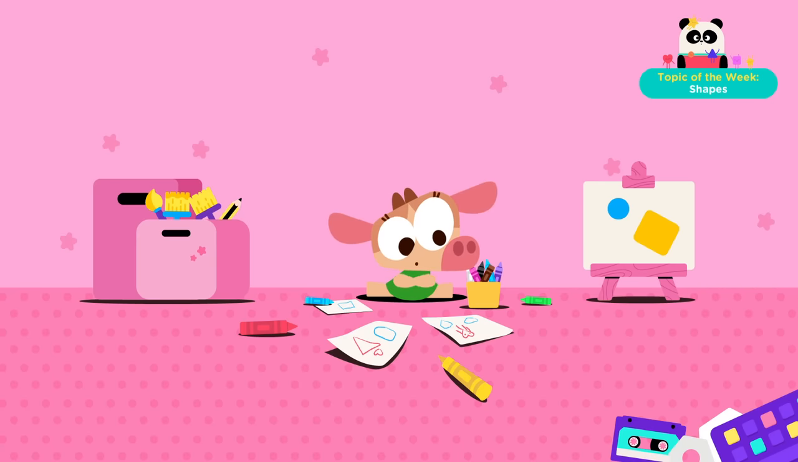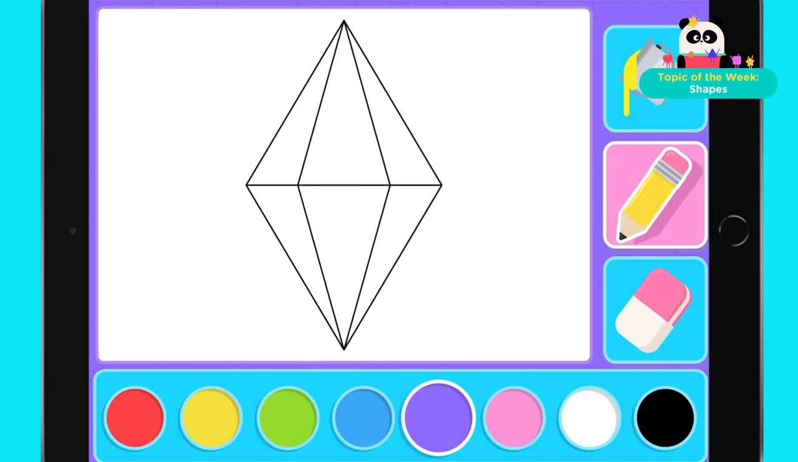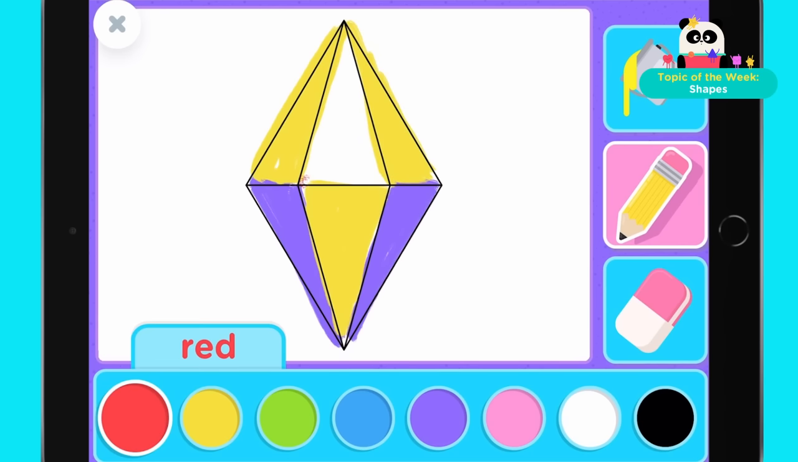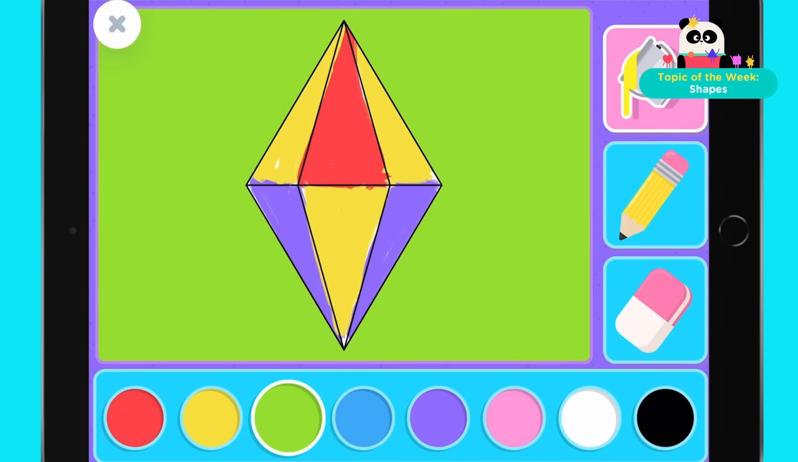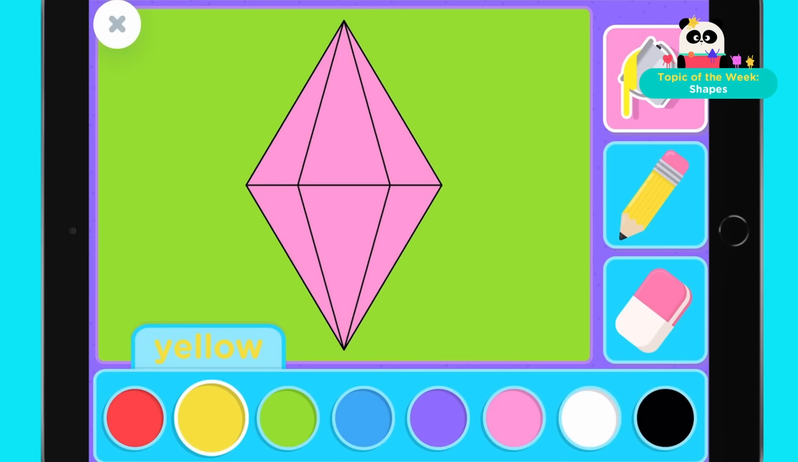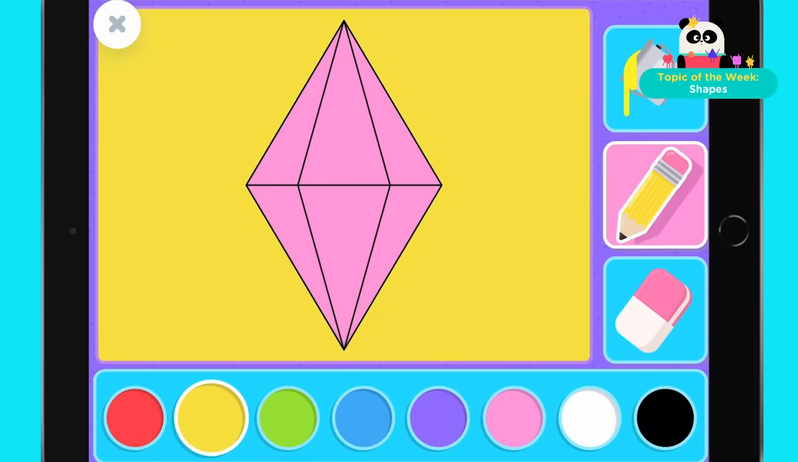Hey, Cowy, do you want to color shapes together with all our friends? Let's color. A diamond. Pencil. Purple. Yellow. Red. Green. Paint bucket. Pink. Yellow. Pencil. White.